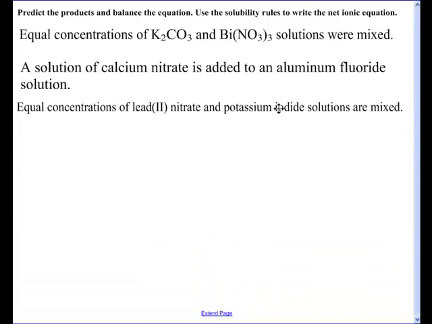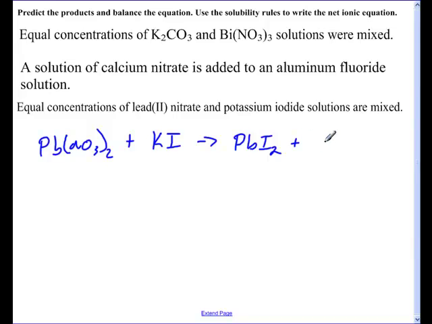Alright, hopefully you've done that one. Here we go. Lead 2 nitrate, PbNO3. Now hopefully you can see why this is a solution, because it's a nitrate, right? And then potassium iodide, and hopefully you can see why that is a solution, because there's a group 1 metal. Okay? We're going to mix them. We're going to get PbI2, kind of a neat yellow precipitate, and some KNO3.